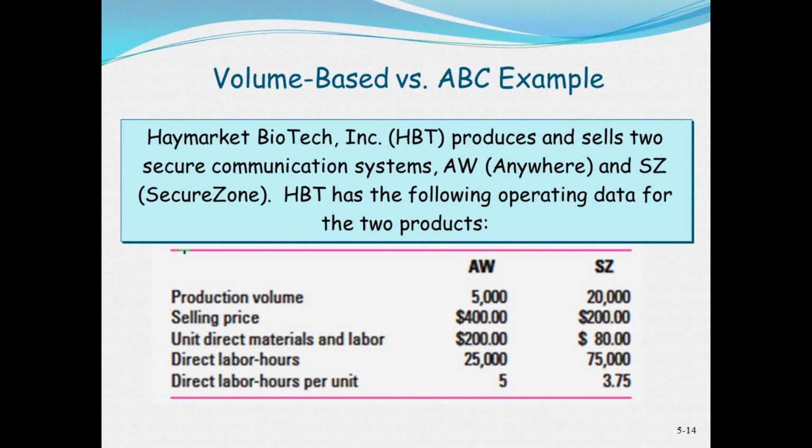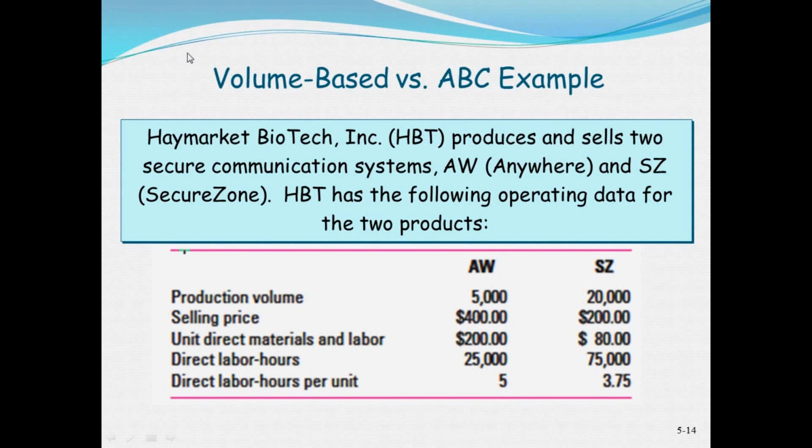Direct materials and labor costs. The direct labor hours, 25,000 versus 75,000, for a total of 100,000 direct labor hours being used. And the direct labor hours per unit is simply 25,000 divided by the number of units sold, the volume. Okay, so this is information we have about them.